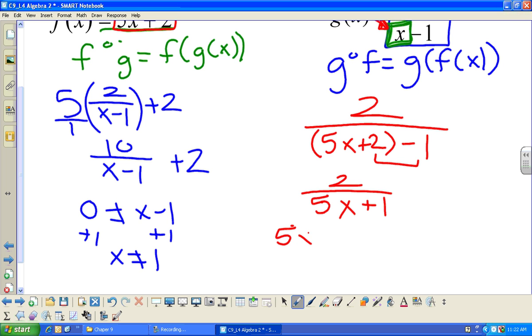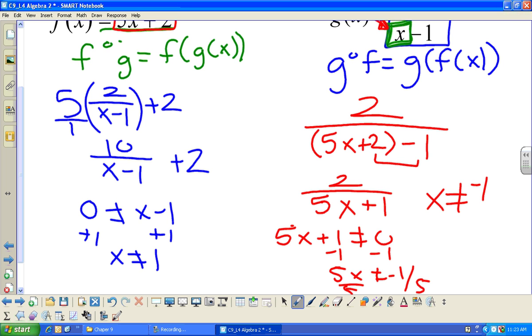My domain will be 5x plus 1 cannot equal 0. So I have to subtract 1 from both sides and then divide by 5. x cannot equal negative 1/5.